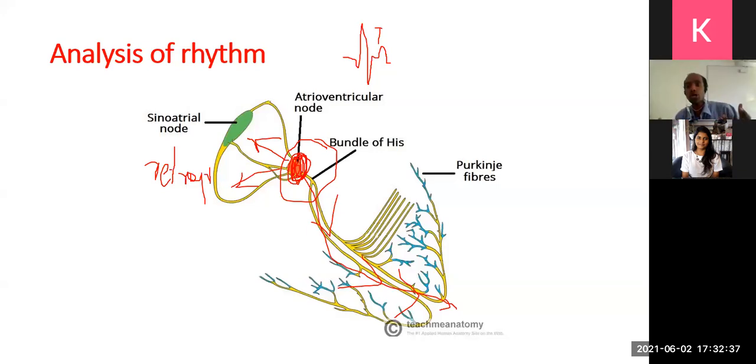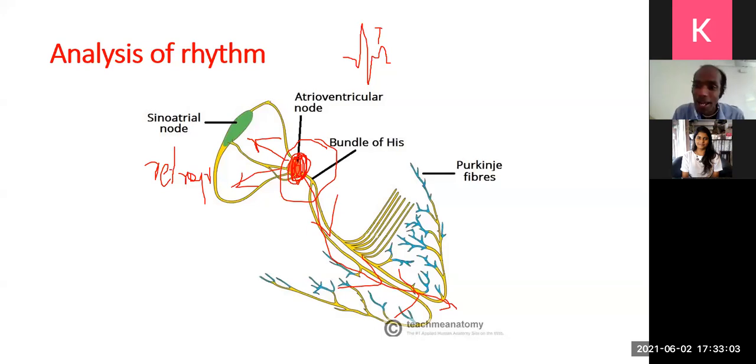Who is running the show now? The SA node is not running the show anymore. It is there, but it's not running the show. Now the AV node is running the show. It is giving things down, and also giving things back up. So that's called a retrograde P wave. Very important: the retrograde P wave is very, very tiny, extremely difficult to spot on an ECG.